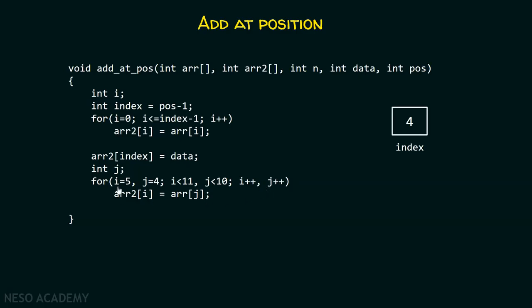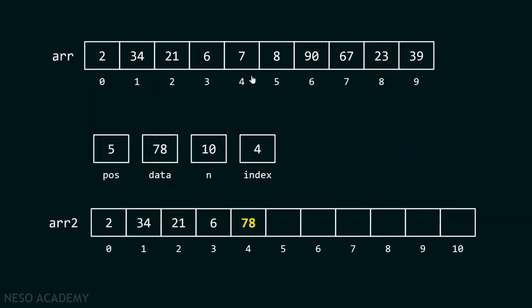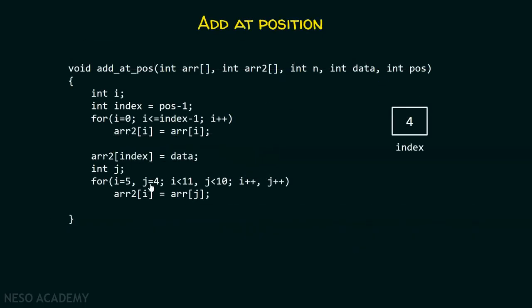Now why am I initializing I by 5, j by 4, and why is I less than 11 and j less than 10? You can see that here we want to copy everything from index number 4 to index number 9 and paste it to the new array from index number 5 to index number 10. That is why you can see that I is initialized with 5 and it goes up to index number 10. And j is initialized by 4 and it goes up to index number 9.